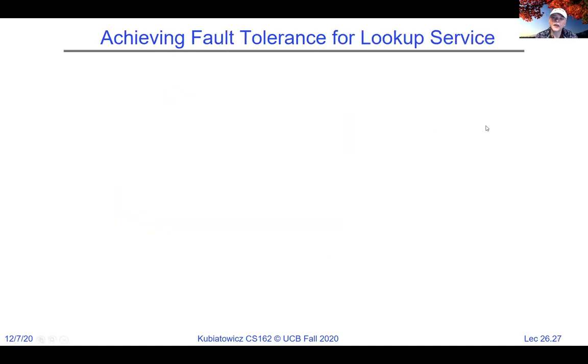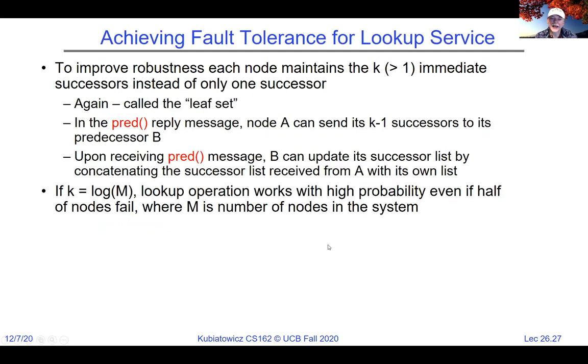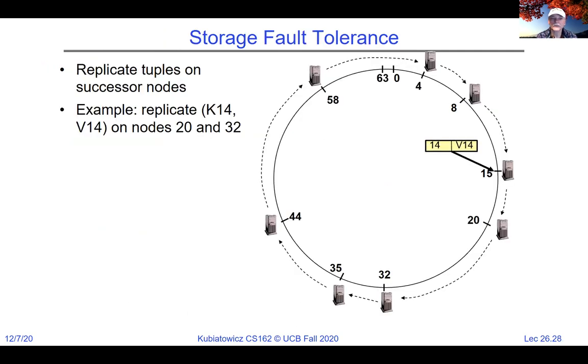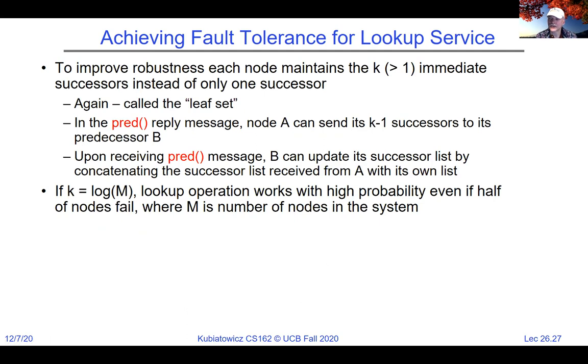Now, you end up with really high probability even if half of the nodes fail. So if you have log m, where m is the number of nodes in the system, you can end up with a situation where you can find data even if half of your nodes fail. You can find data with the right number of leaf nodes. And that's kind of what's proved in that Chord paper. And that's not that many because it's a logarithmic number. Okay. So before I go on to storage fault tolerance for the data, does anybody have any questions on this? We good?